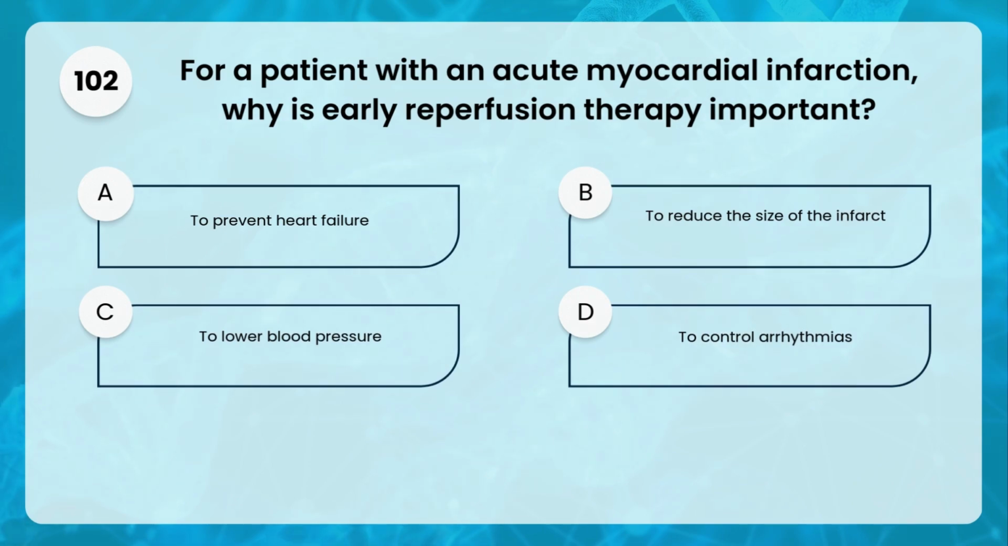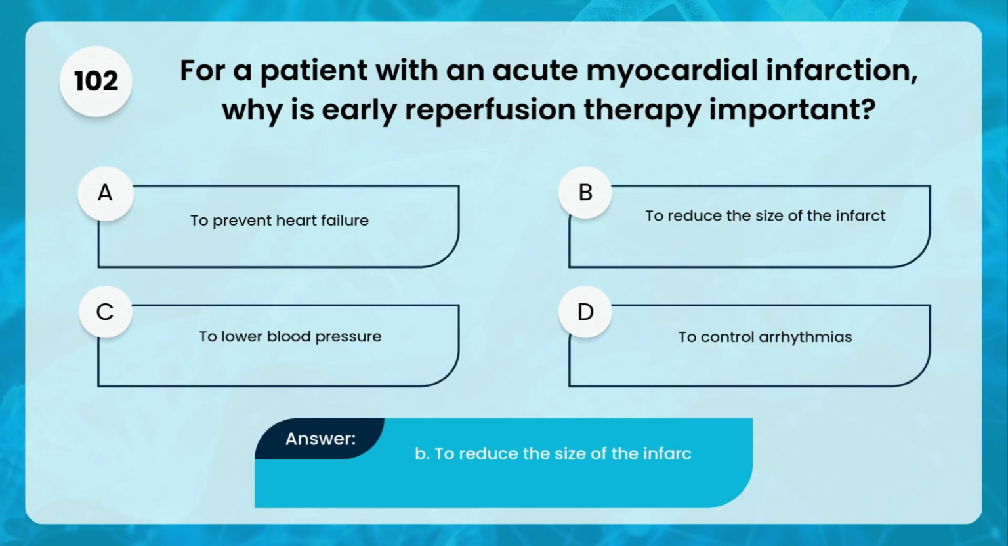102. For a patient with an acute myocardial infarction, why is early reperfusion therapy important? A. To prevent heart failure. B. To reduce the size of the infarct. C. To lower blood pressure. Or D. To control arrhythmias. The answer is B. To reduce the size of the infarct.